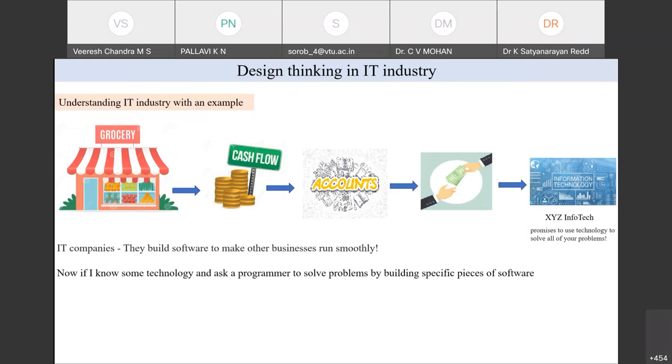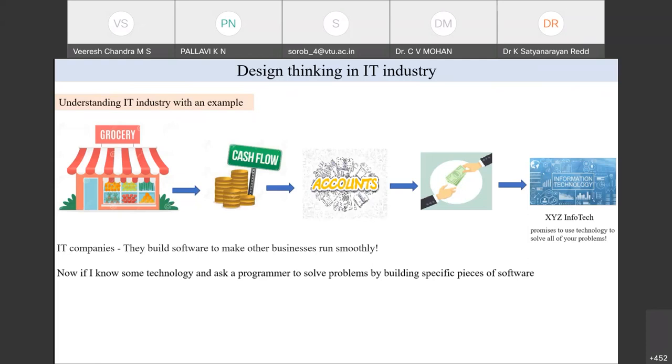I will contact my friend, my batchmate who studied computer science or information science and is working for some other firm. I'll say, buddy, let us plan a meeting where we can discuss solving my problems by building specific pieces of software, say resource planning, cash flow, transaction flow, or maintaining accounts. How exactly can we do that?